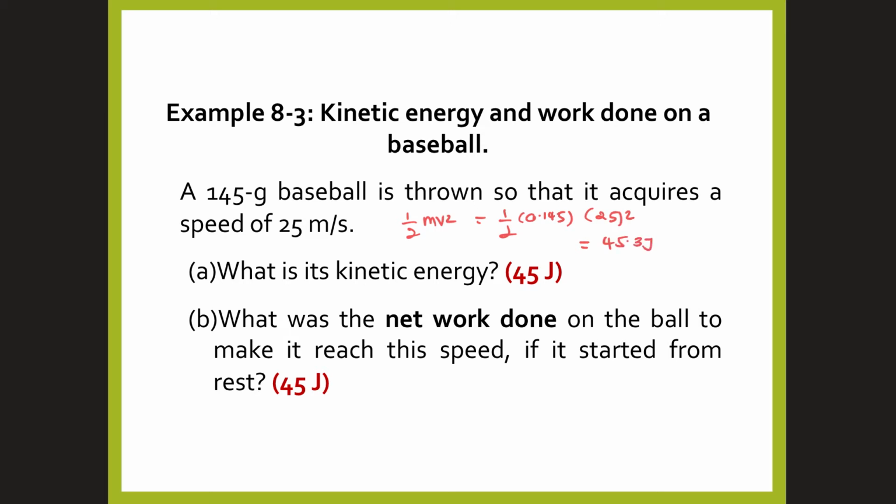Okay, and the question asks you to find what was the net work done. So here the thing that you need to understand when it comes to the net work done is that it means you have a change of kinetic energy. As it started from rest, you need to put W net equals to half mv squared final minus half mv squared initial. As it started from rest, the initial is going to be 0, so you are going to get 1/2 times 0.145 times 25 squared, so your answer is 45.3 joules, which is going to be equal to the net work done.